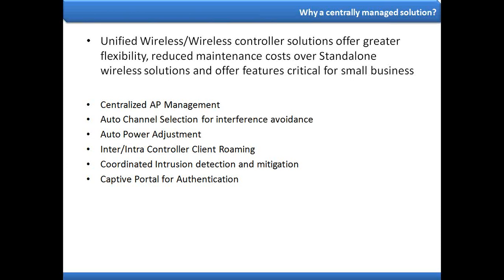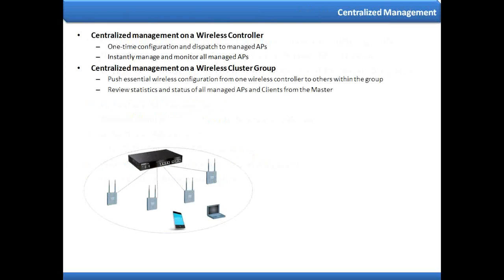Wireless controllers also can provide coordinated intrusion detection and mitigation, something that I haven't talked about yet, meaning that your wireless controller is intelligent enough, or should be, to allow users that are allowed to be accessing the network onto the network, and also make sure that if there are any clients or any access points that shouldn't be connected to the network, they are dealt with appropriately. And we also offer a captive portal for authentication, which I'll get into in a moment.